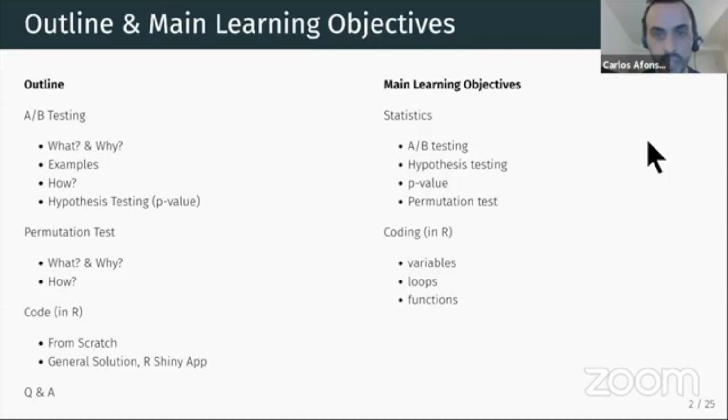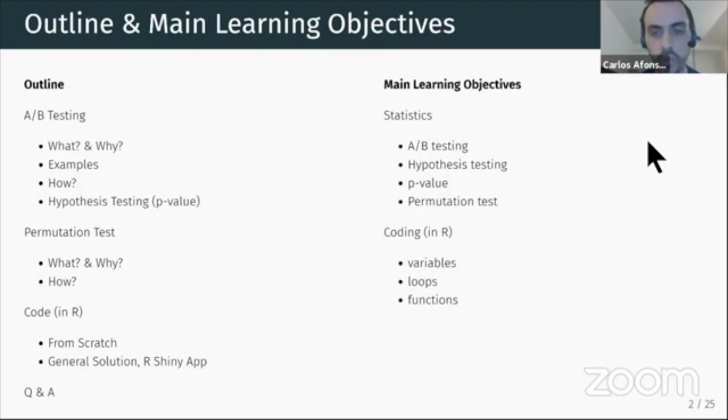The main learning objectives in terms of statistics are understanding A/B testing, hypothesis testing, the concepts involved in hypothesis testing, in particular the p-value, and the permutation test, which we are going to use to do the hypothesis testing part of A/B testing. In coding, we'll see more briefly. Again, the main focus is the understanding of these concepts around A/B testing.